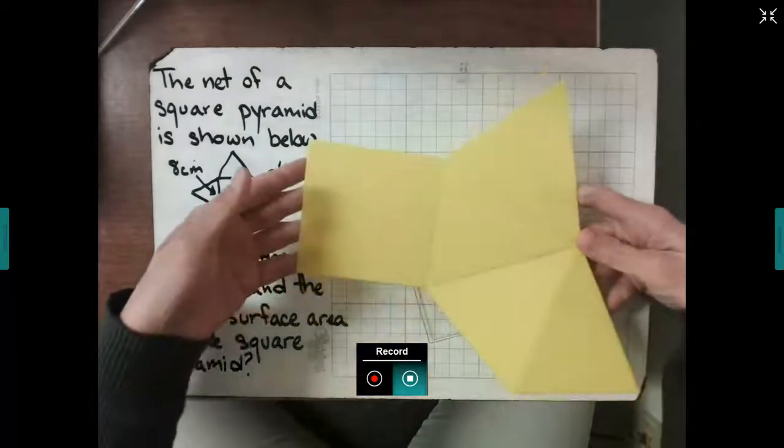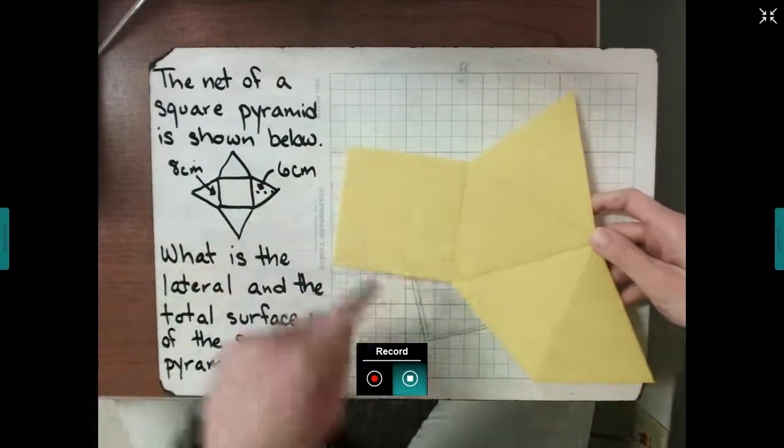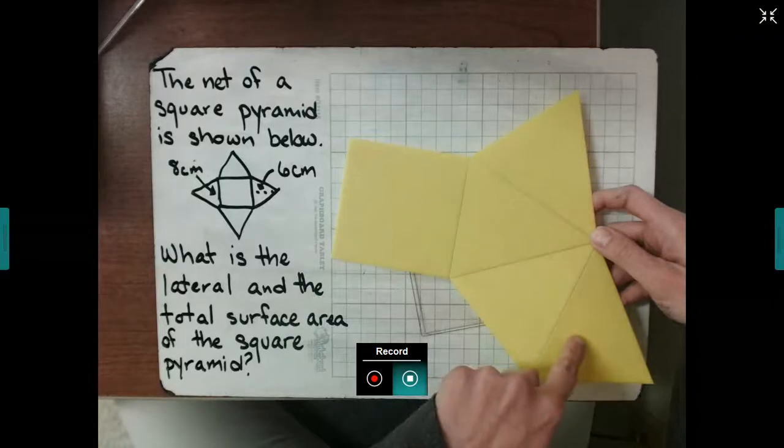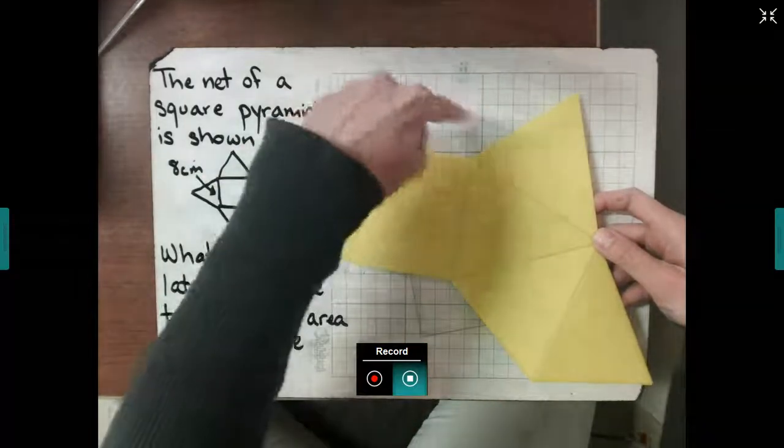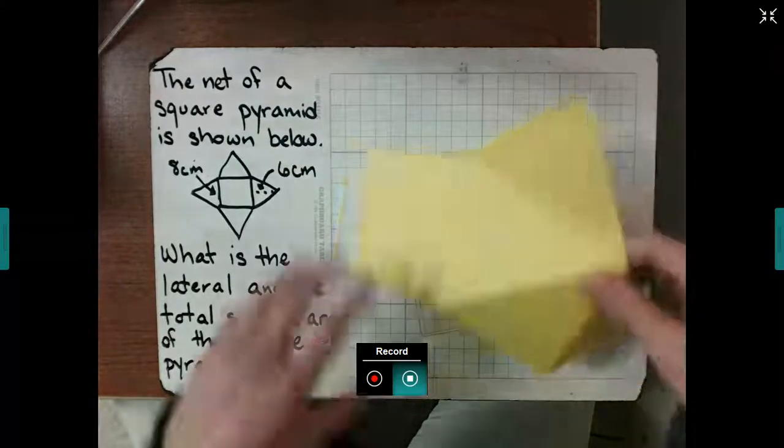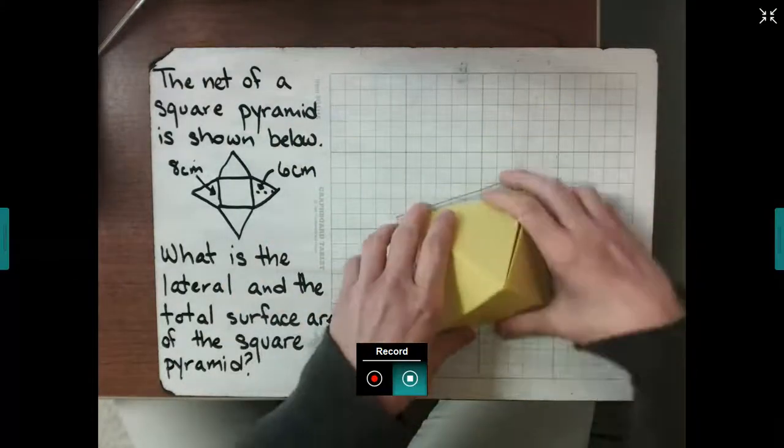So this is another way that we could have opened it. And you'll see that it's the same thing. We have a square base and 4 triangular sides. In the figure, though, they're just going around the base.